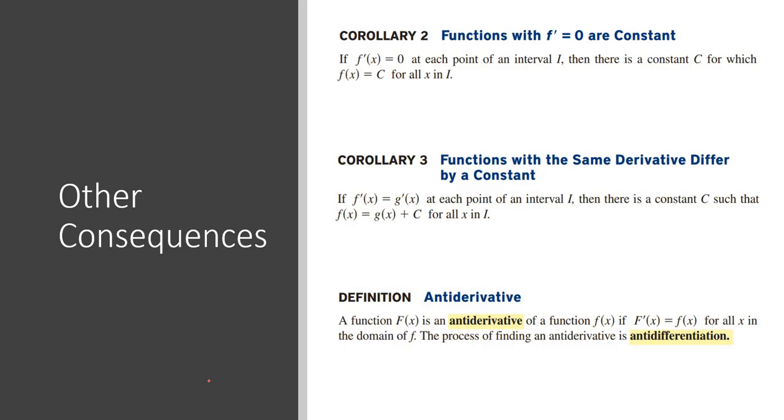Our next important little bit of information is that functions with the same derivative differ by a constant. So if f prime of x is equal to g prime of x at each point for an interval I, then there is a constant c such that f of x is equal to g of x plus c for all x in I. So what this is saying is that if two functions have the same derivative function, it doesn't necessarily mean they're positioned in the same place in terms of their y coordinates. And let's take a look at an example of that.